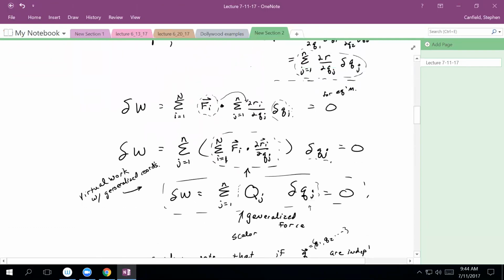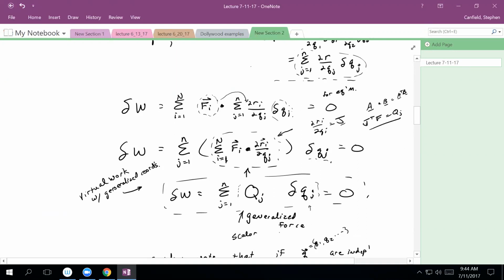By the way, as a quick aside, in the book, and you even had a homework, it said, if you look at this partial of R sub I with respect to QJ, by definition, that partial is the Jacobian. And so when we dot two things, if I have a matrix A dotted with a matrix B, I get A transpose B. So in this case, I'll have an F transpose J, or this statement is the same as saying J transpose F. So this generalized force could also be thought of as Q. So Q is the J transpose F.